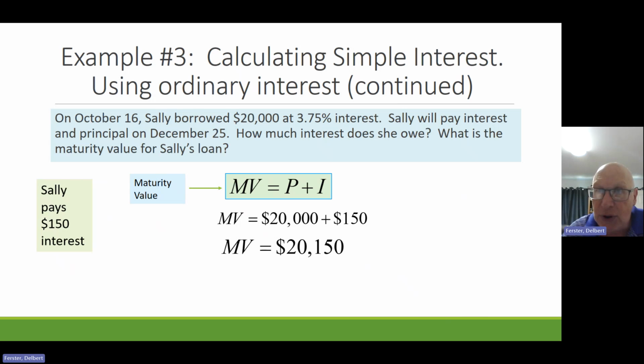That's ordinary interest. Make sure you read it critically as to whether days are involved and we're playing ordinary interest or exact interest.